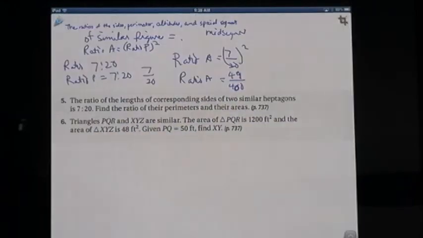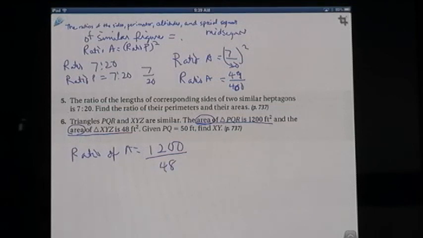All right, triangles PQR and XYZ are similar. The area of PQR is 1,200 square feet. Now this is area, and the area of XYZ is 48 square feet. Okay, so the ratio of the area would be 1,200 to 48. That's the ratio of the areas. Now, to find the ratio of the perimeter, since we square the ratio of the perimeter to get the ratio of the area, we need to take the square root.